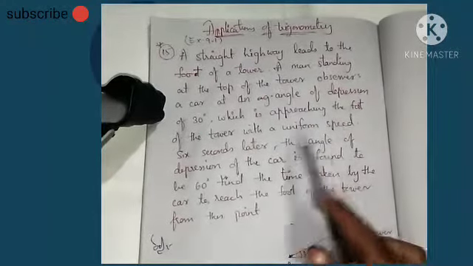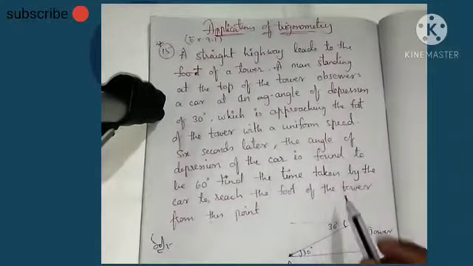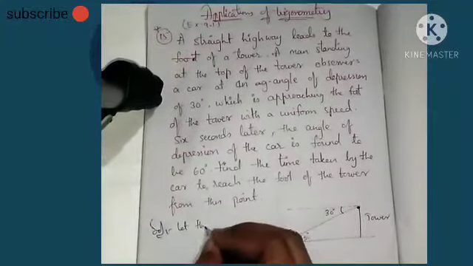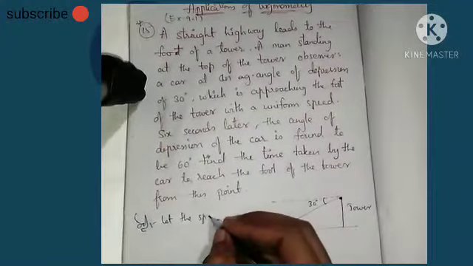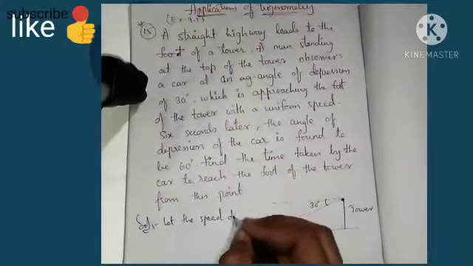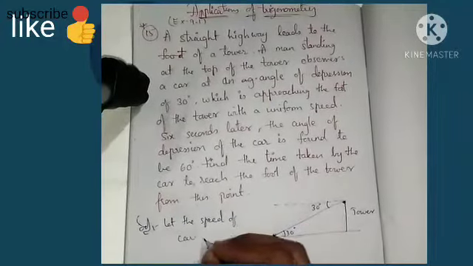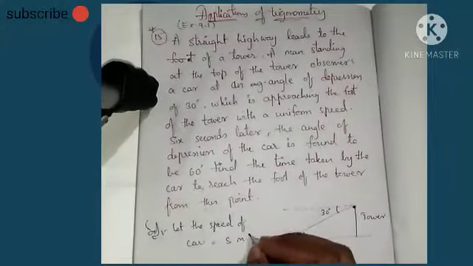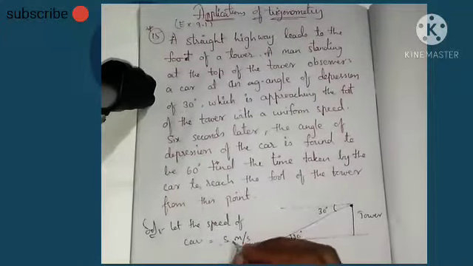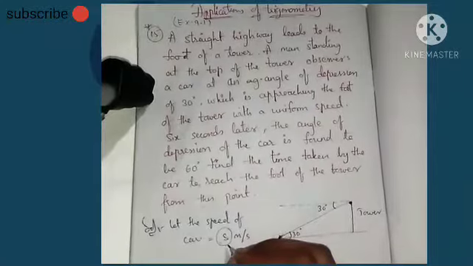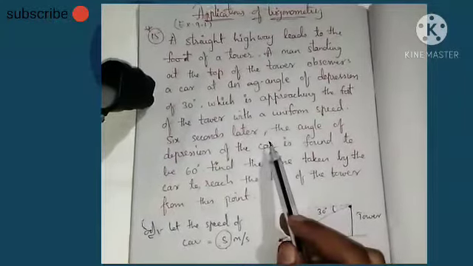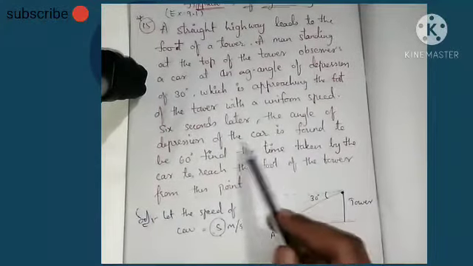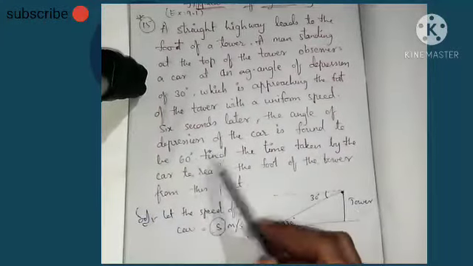Now the car is approaching the foot of the tower with uniform speed. So speed is constant. Let the speed of the car be S, units meter per second. So this is S, we are taking as speed of car. Now it took 6 seconds. 6 seconds later the angle of depression of the car is found to be 60 degrees.